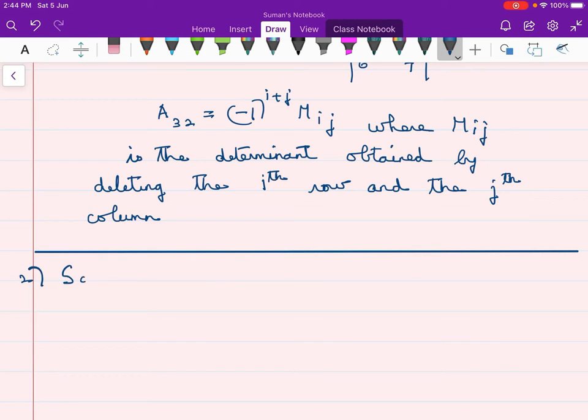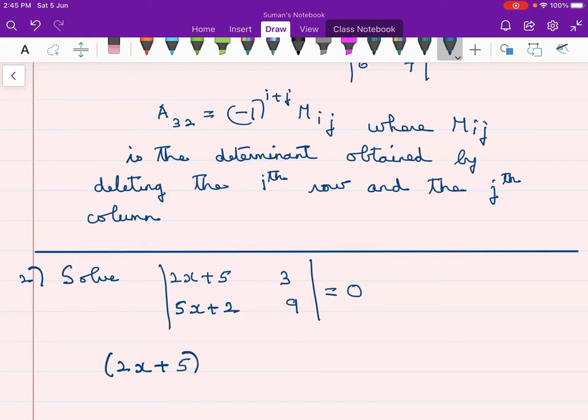Solve this determinant equal to 0. So this is a simple determinant. When you expand it, you get 2x plus 5 into 9 minus 2 into 5x plus 2 equal to 0. So your answer would be x equal to minus 13.